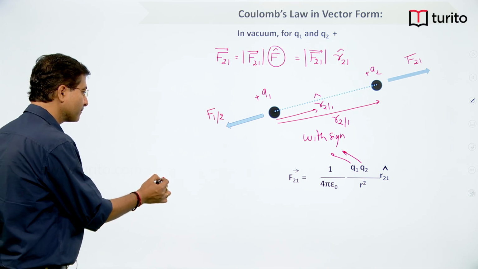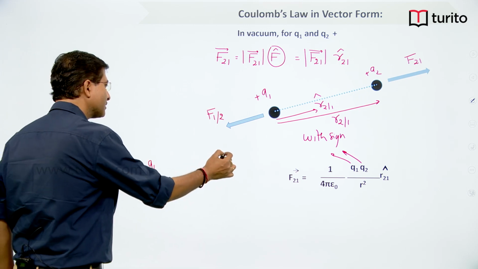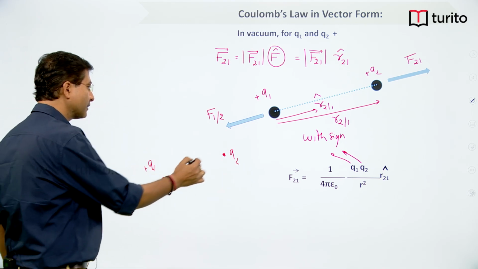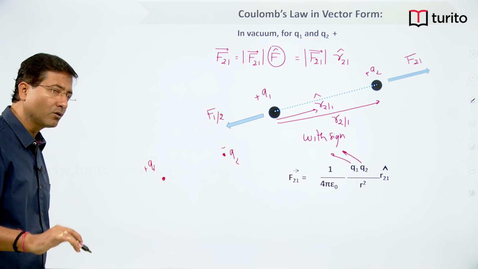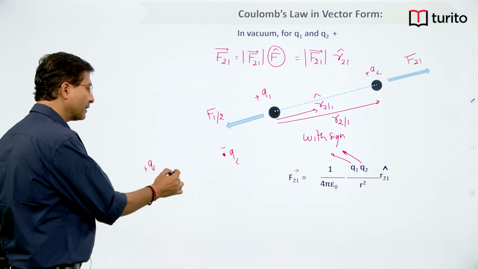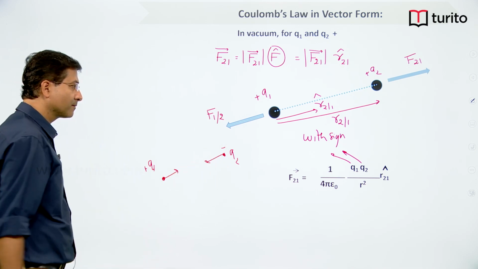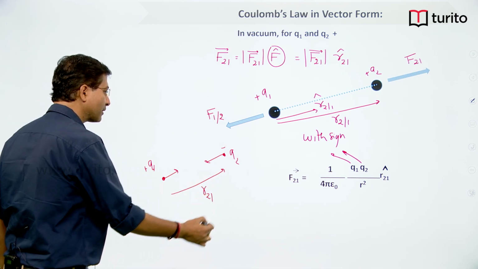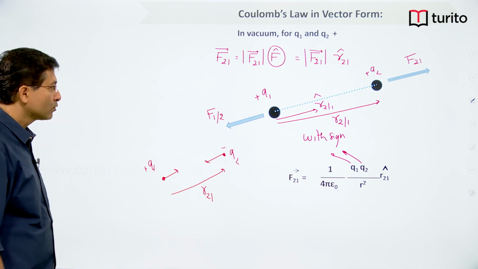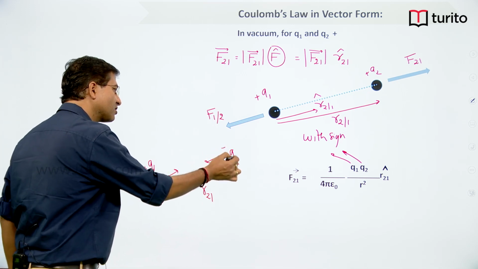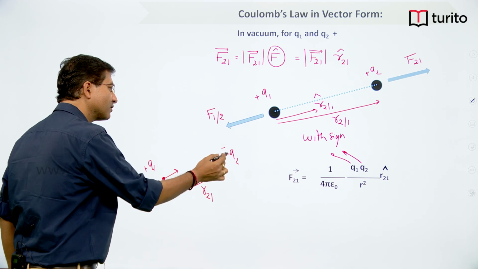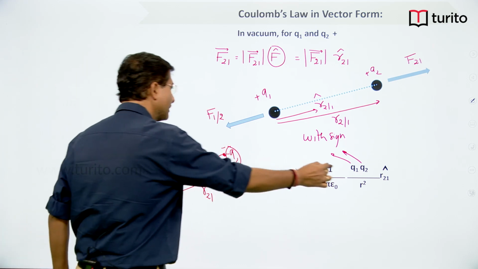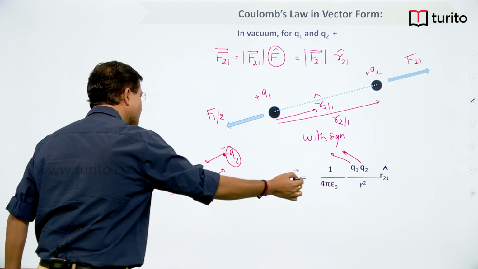Let me draw it here. This is Q1 and this is Q2. For the time being I am assuming this to be positive and this to be negative, right. Now, the electrostatic force will be attractive in nature, it will be like this. And you can see the position vector of 2 with respect to 1 is in this direction. So if I substitute this charge with sign, automatically the direction of this force will get reversed.